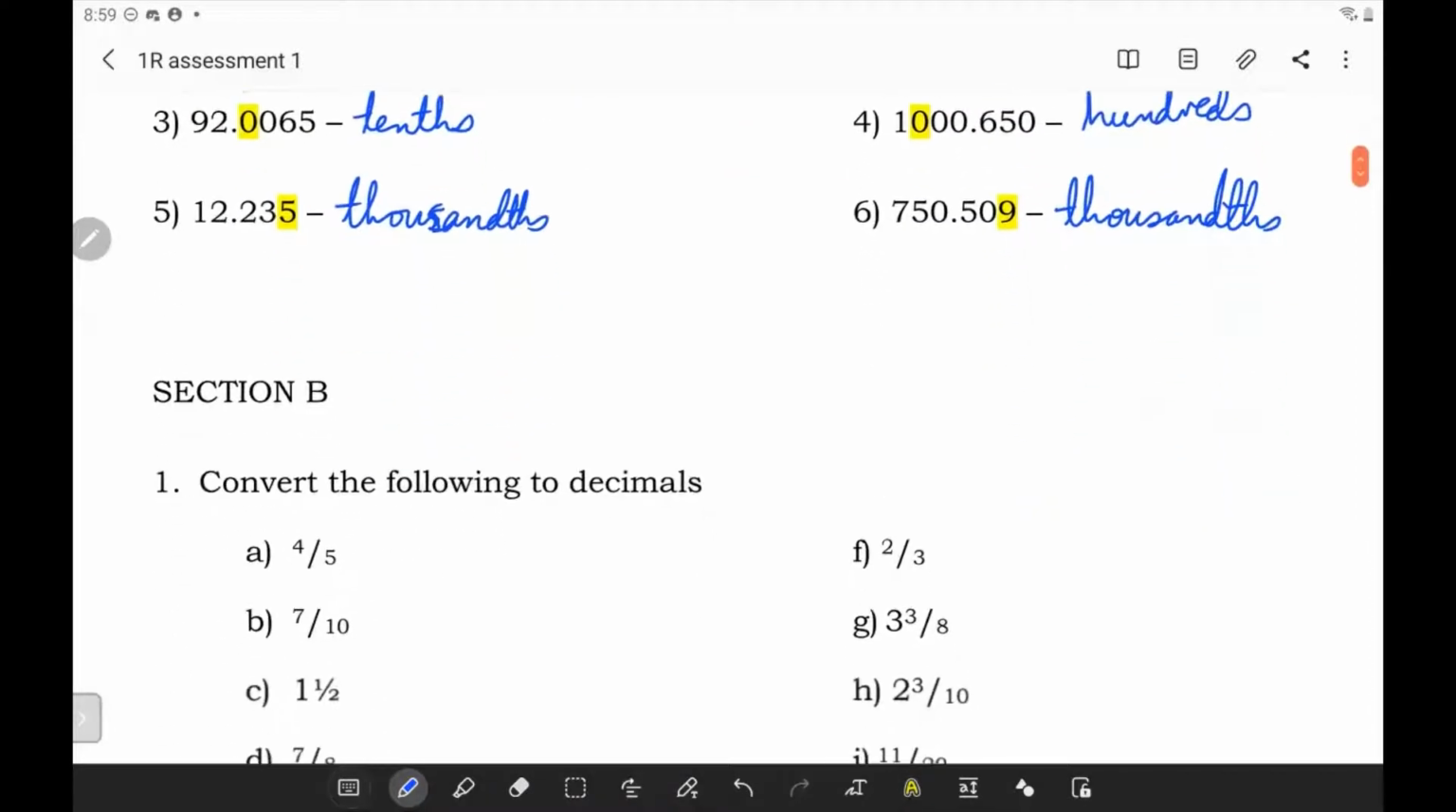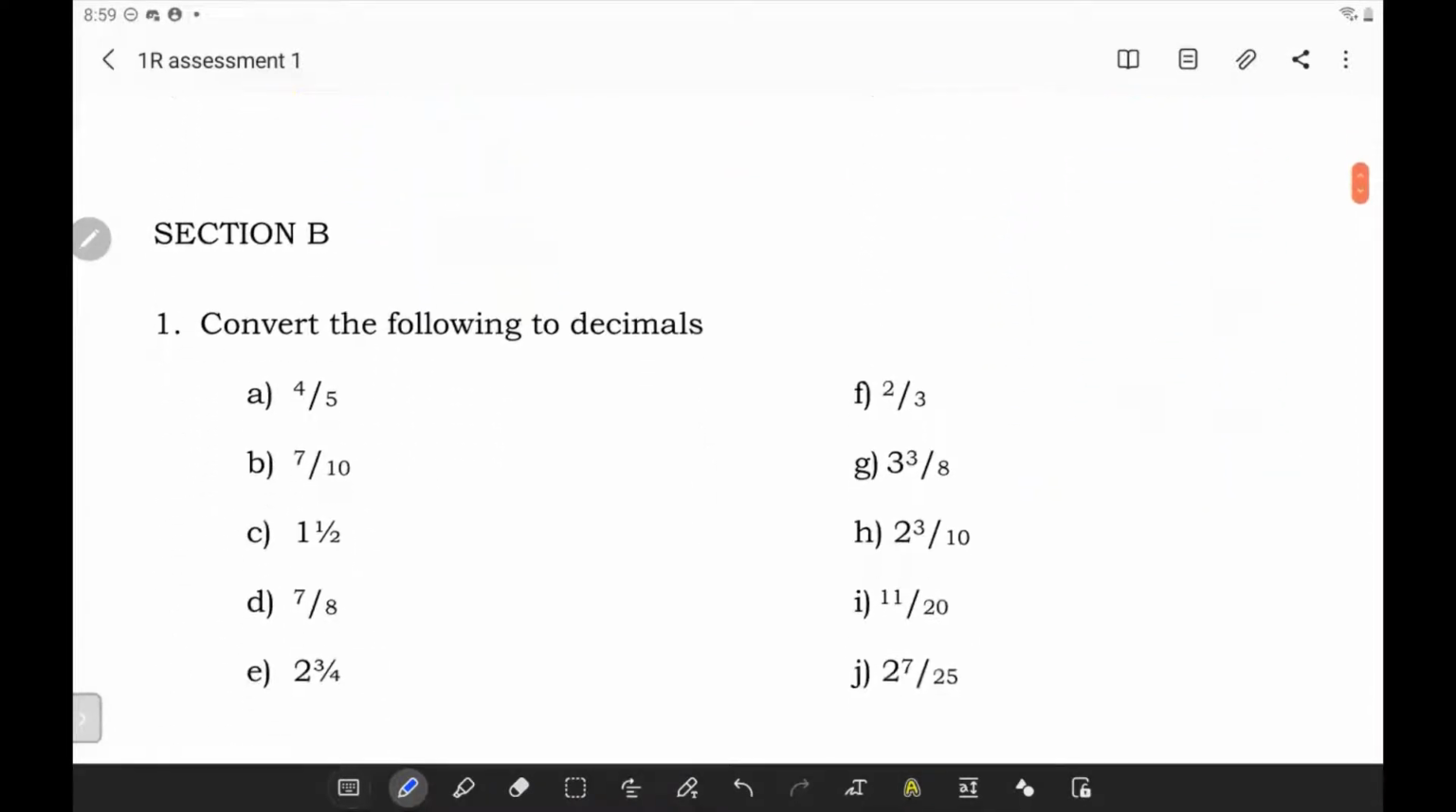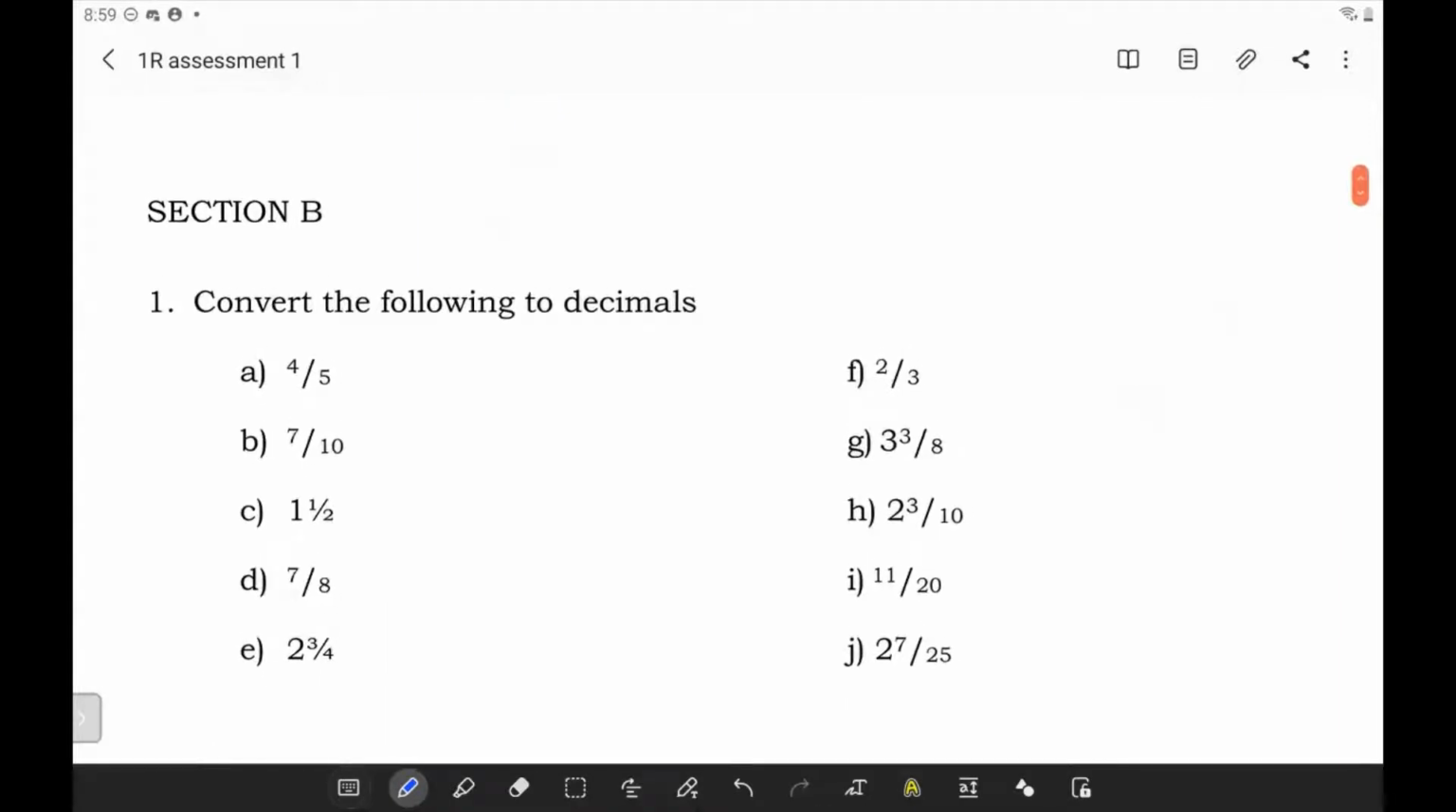Section B tells us to convert the following to decimals. So I'll do the working for the first two. Okay, maybe A, B, and G I will do the working for. Sorry, A, F, and G I'll do the working for. And I'll leave the rest to y'all.